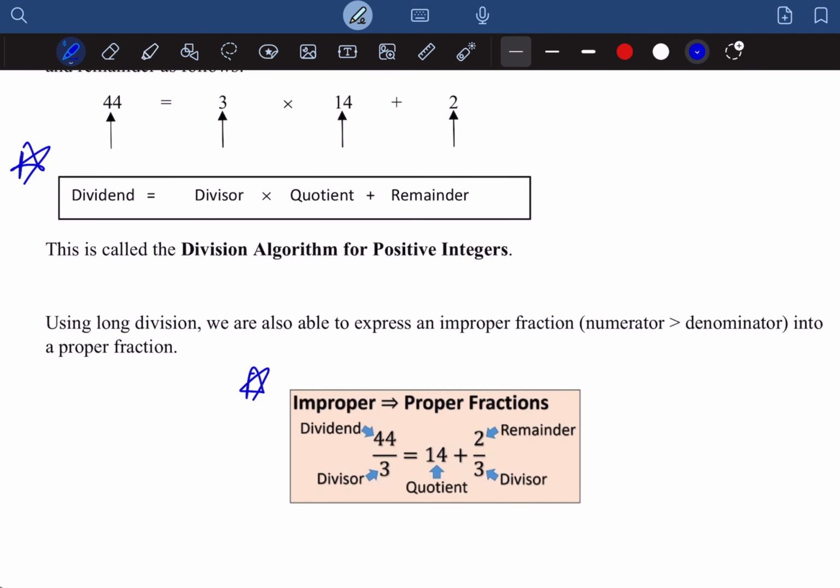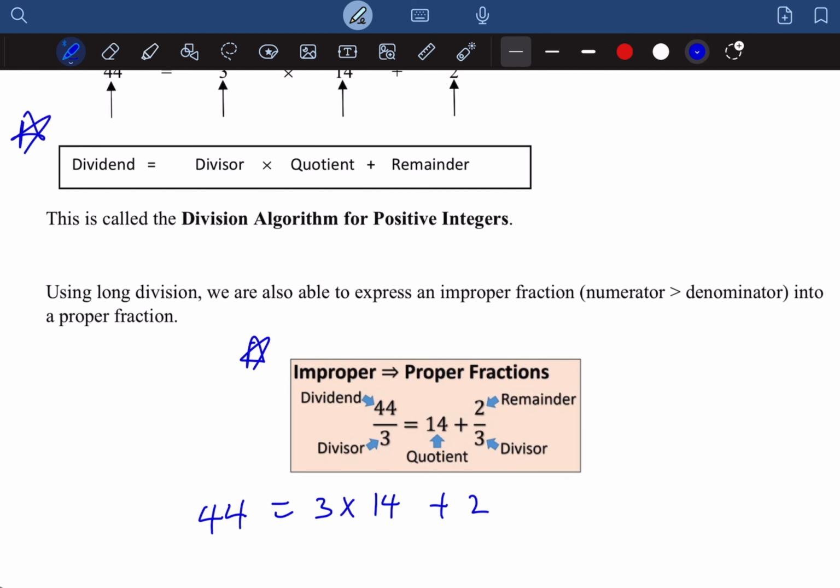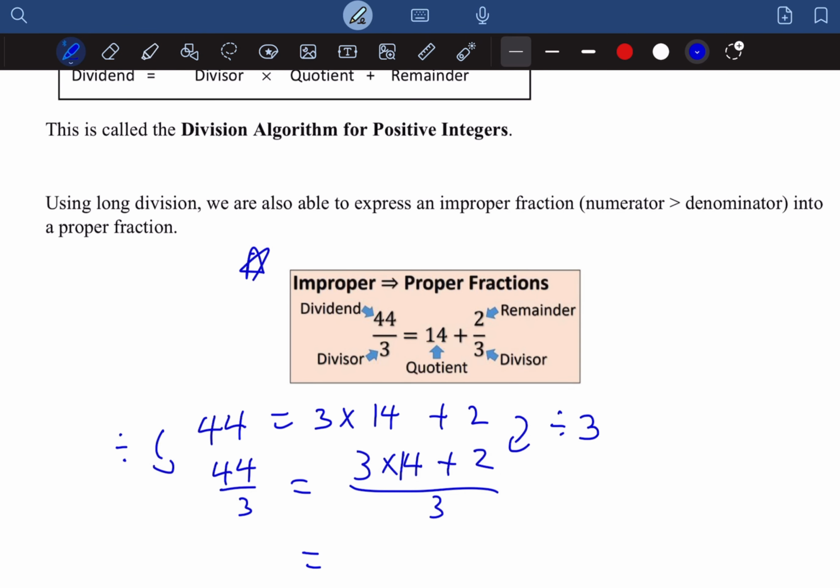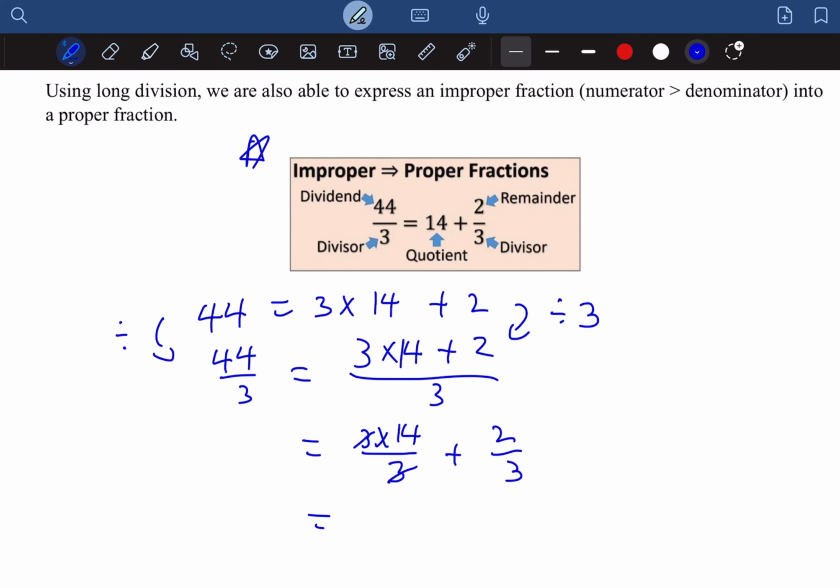For example, just now we have 44 equals 3 times 14 plus 2. If I divide both sides by 3, I'll have 44 over 3 equals 3 times 14 plus 2 over 3. Then my right hand side is simplified a bit: I have 3 times 14 over 3 plus 2 over 3. Here I cancel, so I get 14 plus 2 thirds. So that is about this.